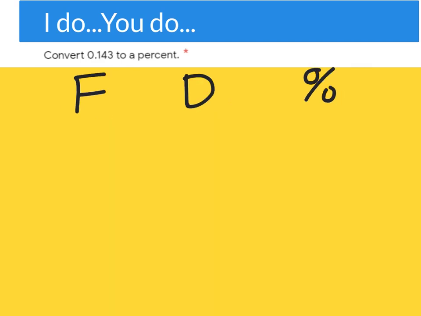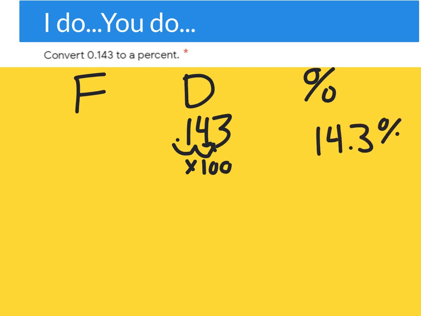The next problem is to change 0.143 to a percent, so I know it's in the decimal category right now, 0.143. If I want to change it to a percent, I simply move the decimal 2 places right, which once again is taking it times 100, and it becomes 14.3, and don't forget the label, percent.